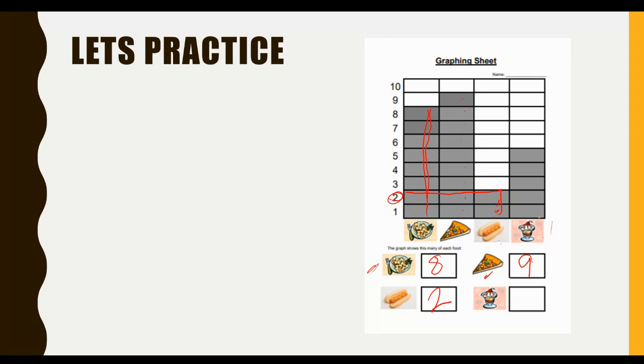And the last one is ice cream. So let's count 1, 2, 3, 4, 5. And if I run my finger all the way over, you can see the numbers on 5. So 5 people liked ice cream. Let's do another one.